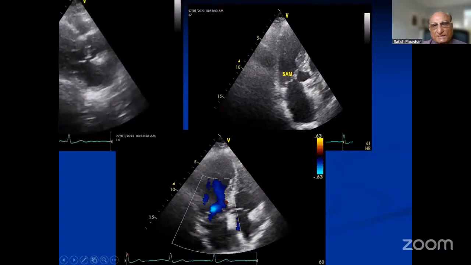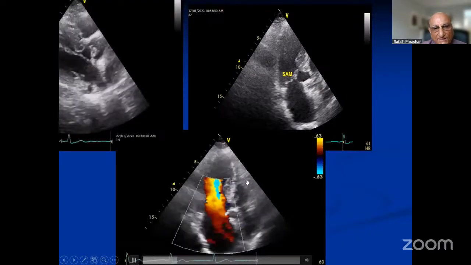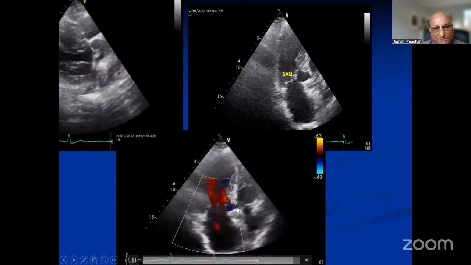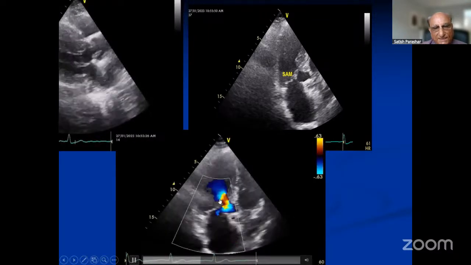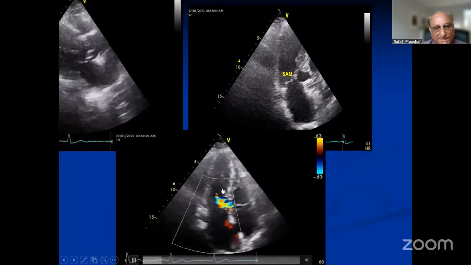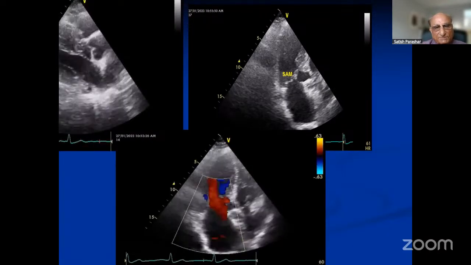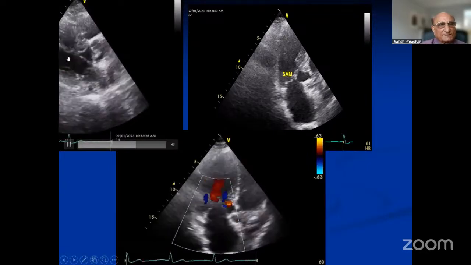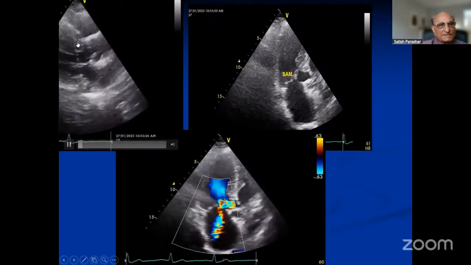And then we saw SAM in the three-chamber view, completely obliterating. And you see this is the same patient with the MR and the LVOT turbulence, and the gradient was about 60 to 65, which was missed because no information was given, so that it is not misdiagnosed as an old age problem or so.